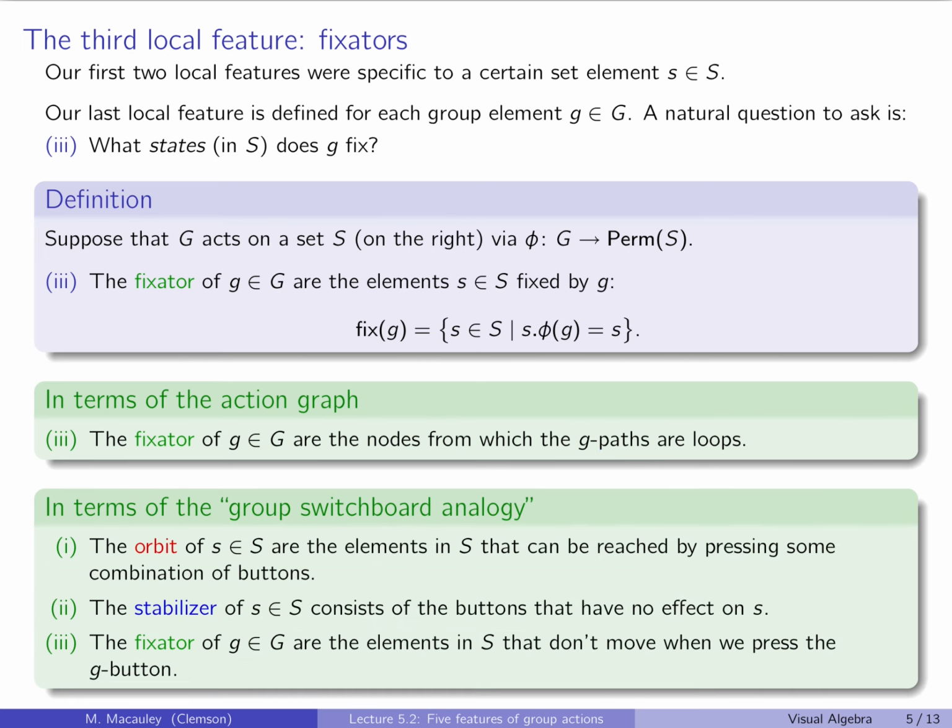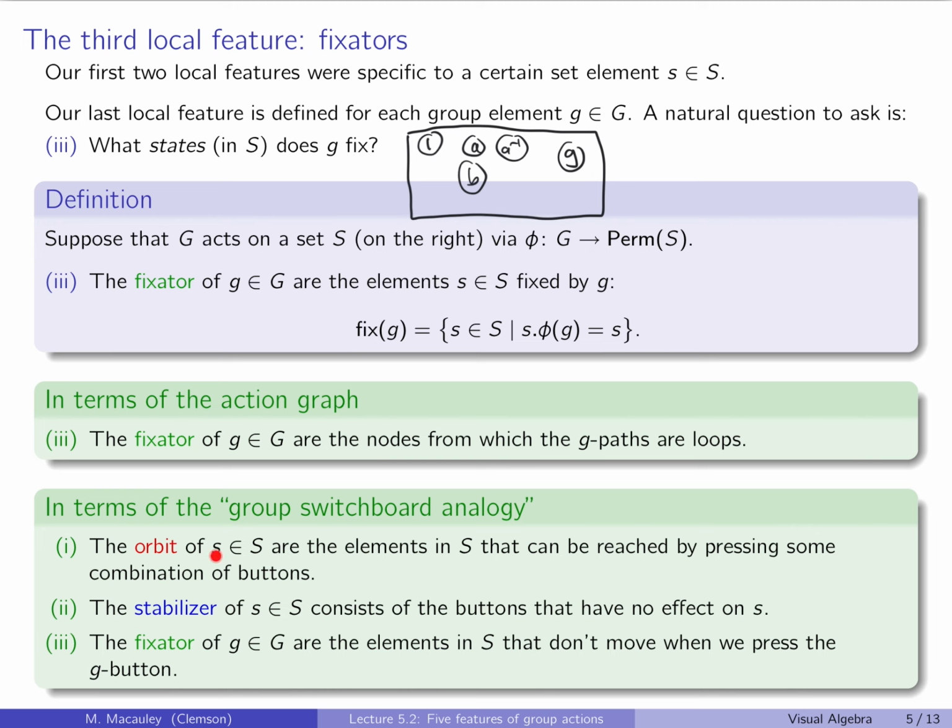Even though I'm a big advocate of action graphs, I like the group switchboard analogy even more, at least for these definitions. So let's interpret our three local features in that setting. So again, we have a group switchboard up here. The identity has a button. A has a button. A inverse has a button. B has a button, and so forth. There's a g button, etc.